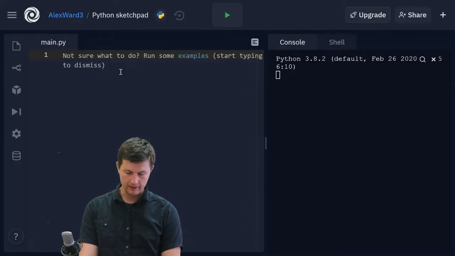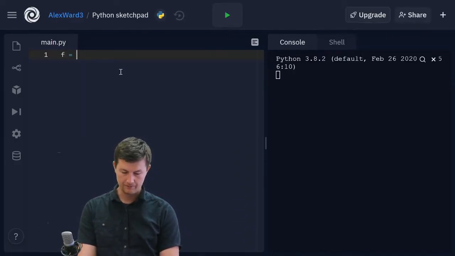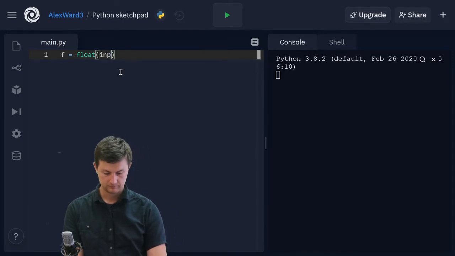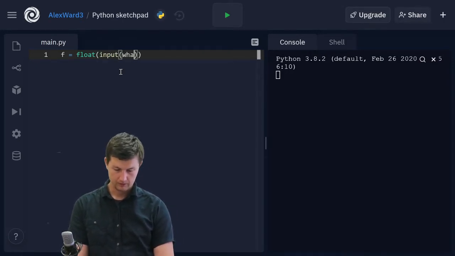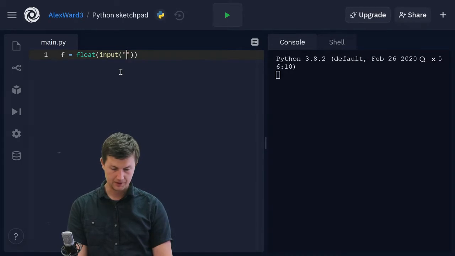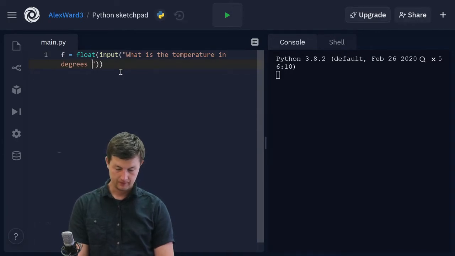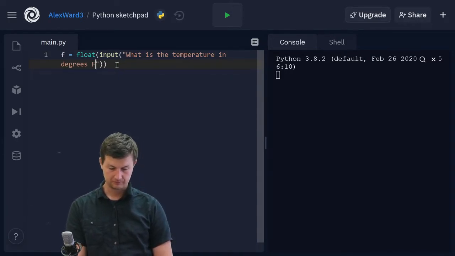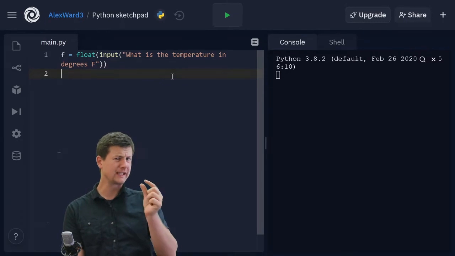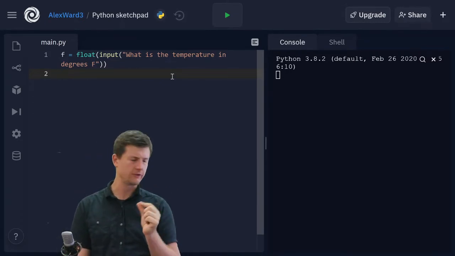So we're going to go, F is going to be equal to a float input. What is the temperature in degrees F?